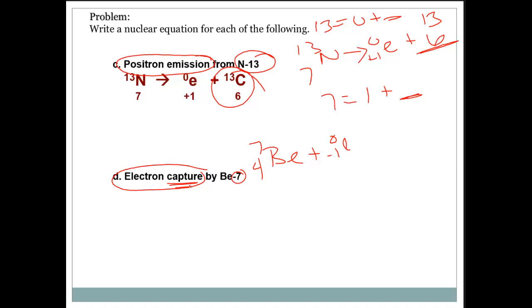So the top number, 0 plus 7 plus 0 is 7. 4 plus negative 1 is 3. I look on the periodic table and I find that's lithium. And that's how you balance nuclear equations.